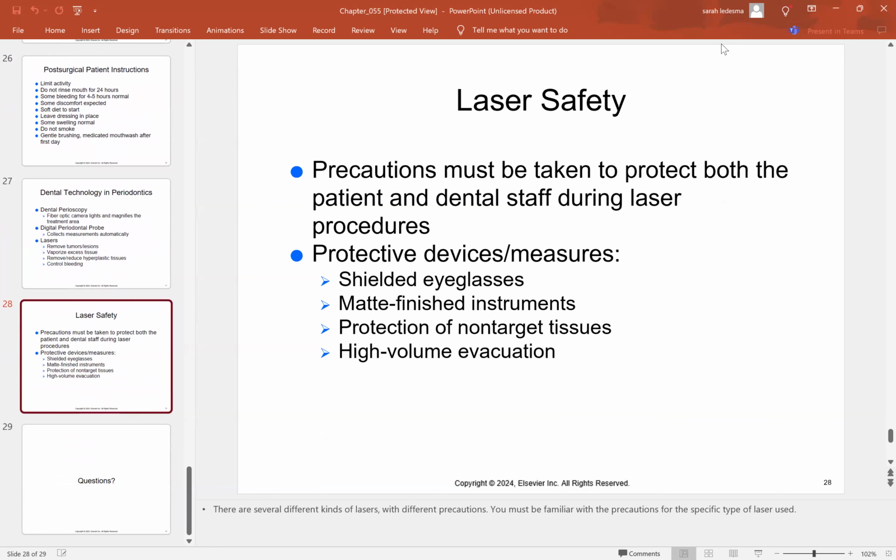Laser safety: precautions must be taken to protect both the patient and dental staff during laser procedures. Protective devices and measures include shielded eyeglasses, matte finished instruments, protection of non-target tissues, and high volume evacuation.